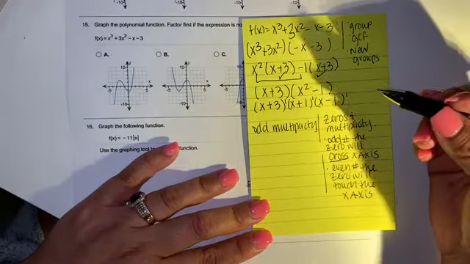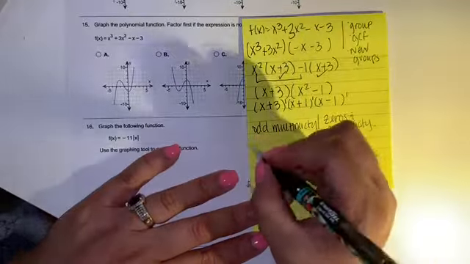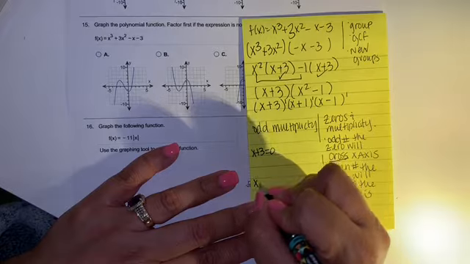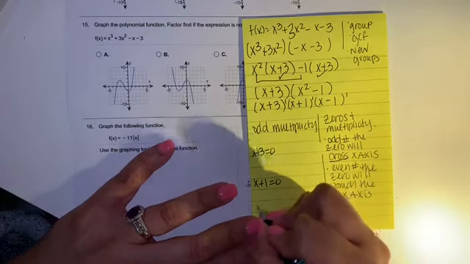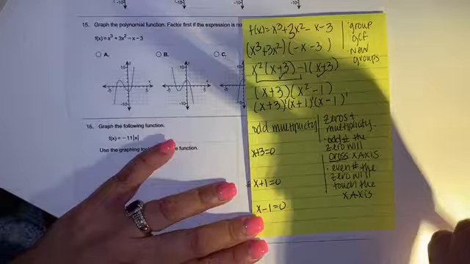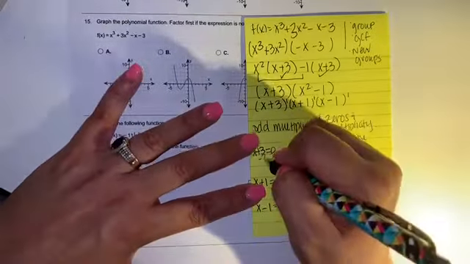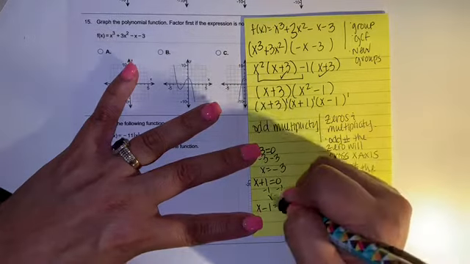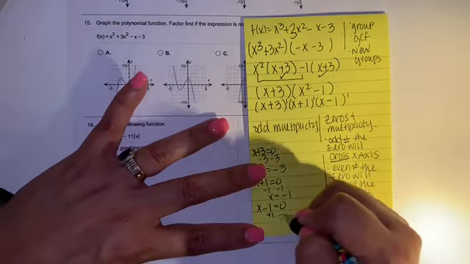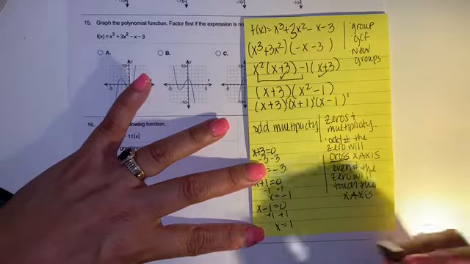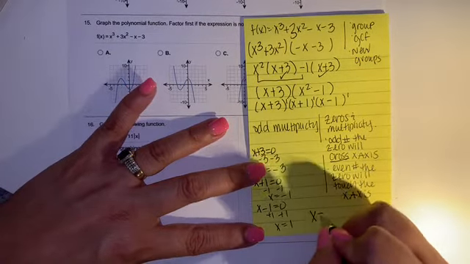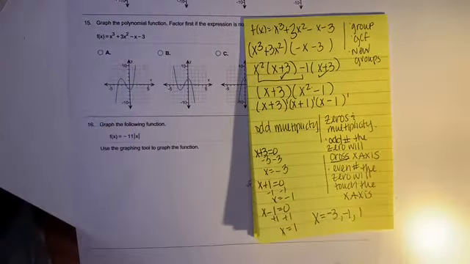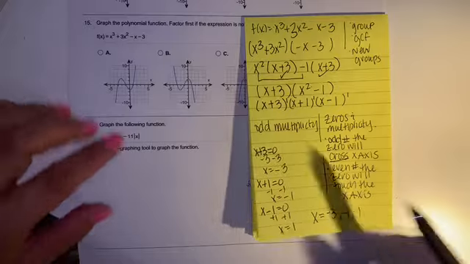So now we're going to solve for the zeros. So x plus 3 equals 0, x plus 1 equals 0, x minus 1 equals 0. So minus 3, x equals -3, minus 1, x equals -1, plus 1, x equals 1. My zeros in numerical order are -3, -1, and 1. So now we're going to find the graph that has those zeros.